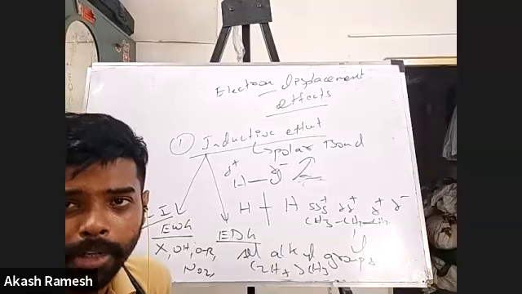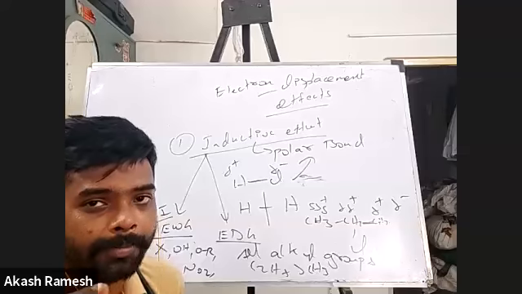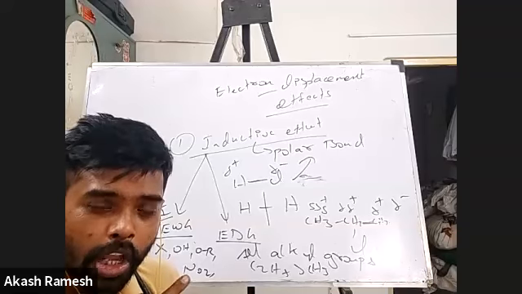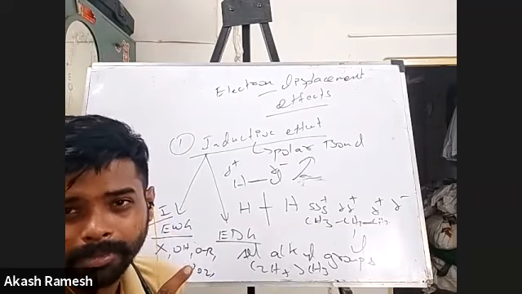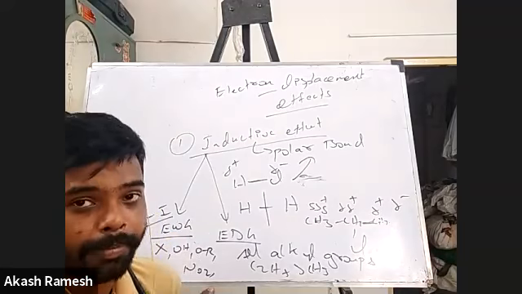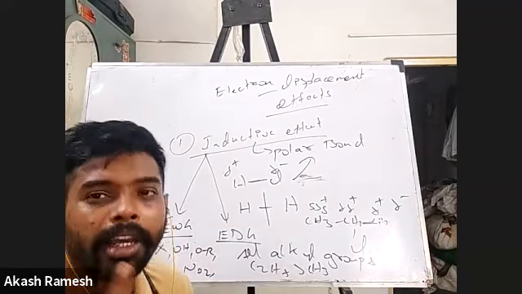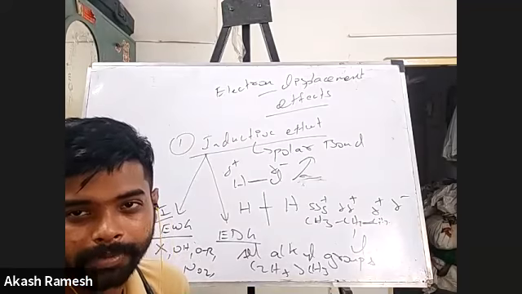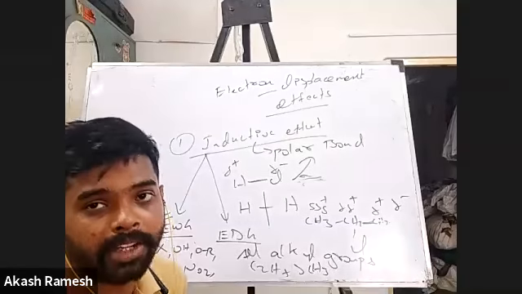Now, why did I put a minus sign? Again, I told you it's all with respect to the carbon atom. So electron withdrawing groups are going to decrease the electron density on carbon. So that's why I call it a minus I effect. Again, I repeat, electron withdrawing groups are going to decrease the electron density on carbon. So therefore, I give the name minus I effect.